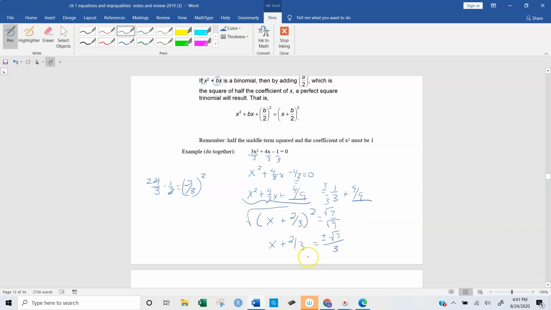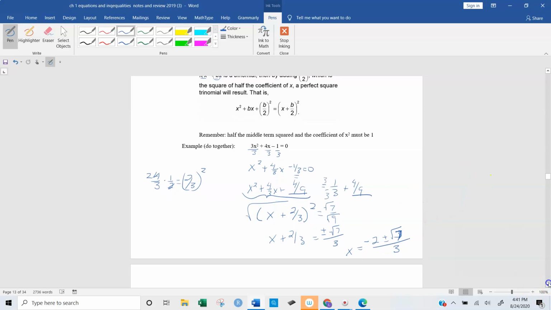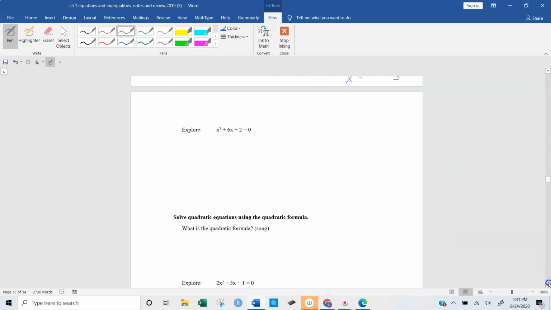Subtract the 2/3 over. I am so out of room. I'm going to go over here. So when you subtract the 2/3, that's minus 2 plus or minus the square root of 7. And since they have the same denominator, we can just write, whoops, that's a 7. Write it once, and you are done. All right, try yours.